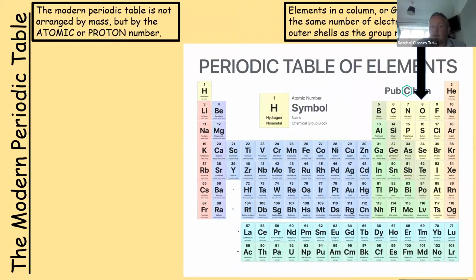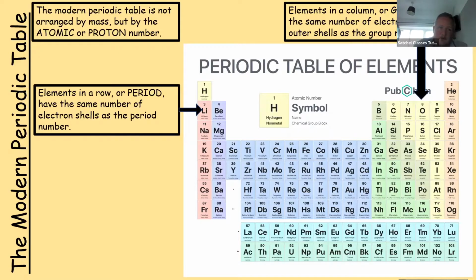So if I'm looking at elements in group 1, which is the first column going down the periodic table, hydrogen, lithium, sodium, potassium, rubidium, they all have one electron in their last shell. Elements in group 7 have seven electrons in their final shell. Elements in a row or period have the same number of electron shells as the period number. That means however many rows you're going down is how many shells you've got.